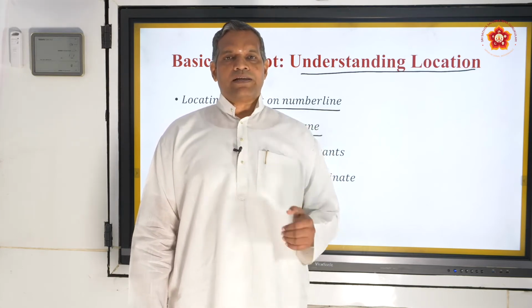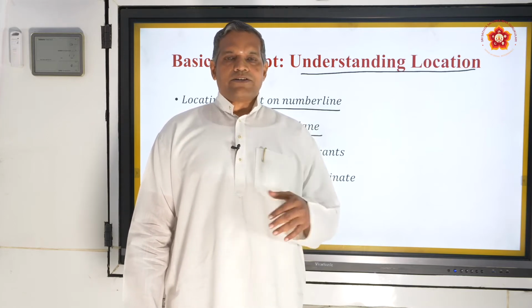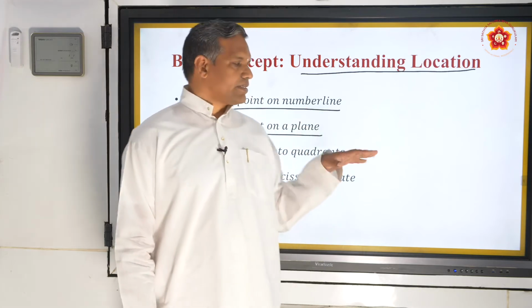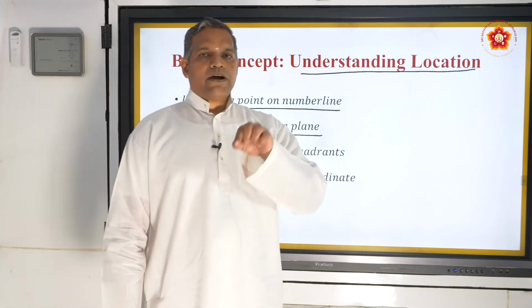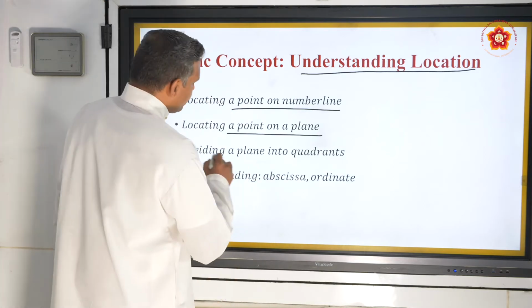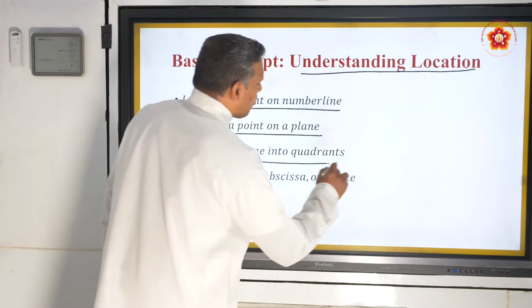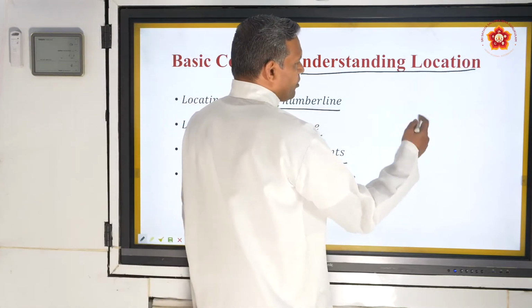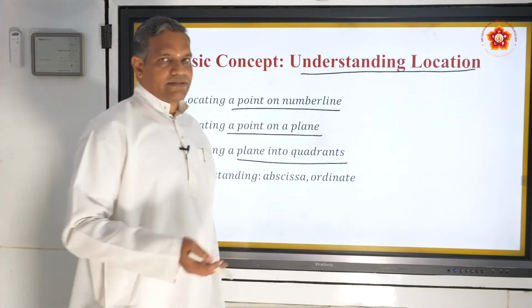It shouldn't be a hill, it shouldn't be a terrain, it shouldn't be a water body. So you will plan and precisely place it. So that is a plane. So in a plane, how to locate a point. Next is dividing the plane into quadrants. So you have a big plane, but you require to, we'll see that in the next slide.